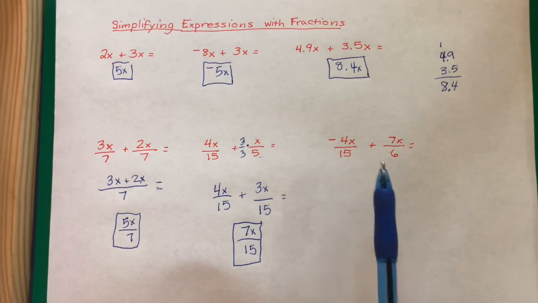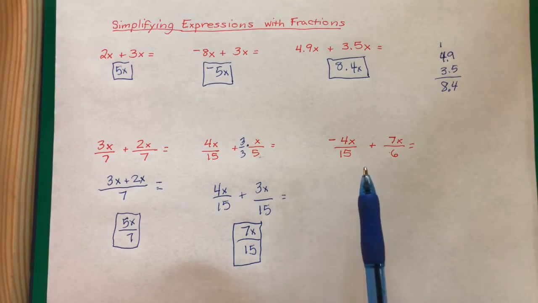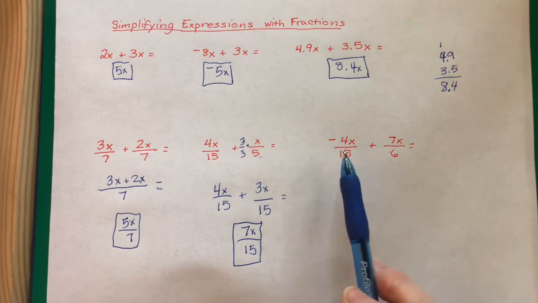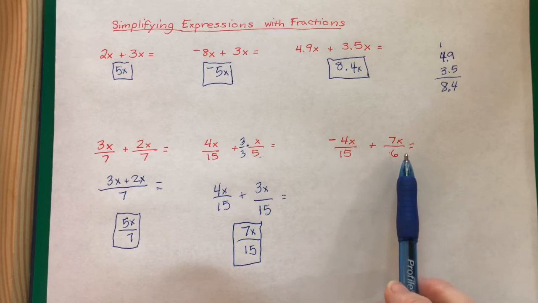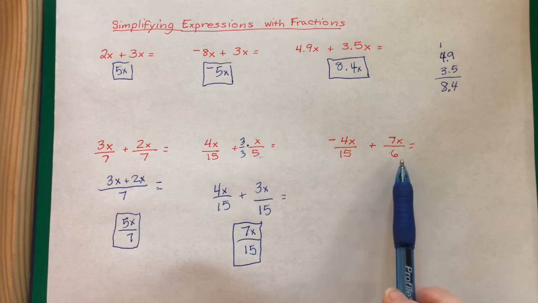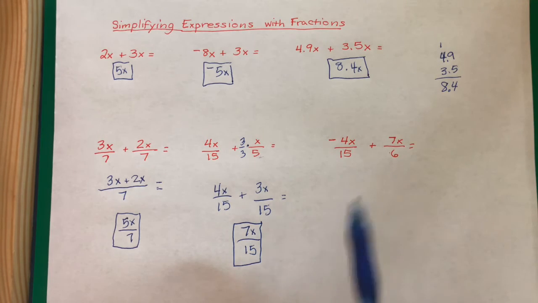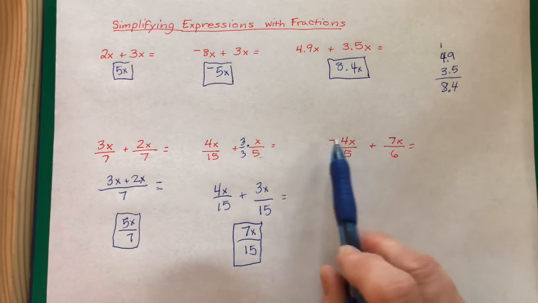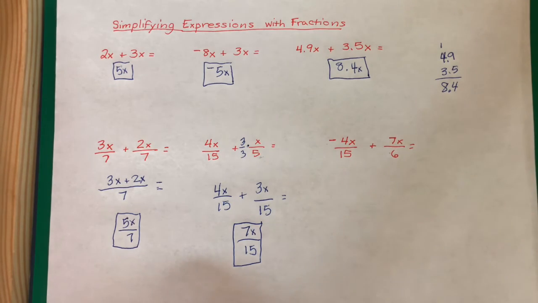Now, you might want to stop and see if you can do this next one by yourself before I go over it. See if you can do negative 4x over 15 plus 7x over 6. Remember, you're going to need to get a common denominator. And think about what's the least common multiple. What's the smallest number you could use for that common denominator? Also, remember, we'll have negatives in here. And so you'll have to remember your integer rules.